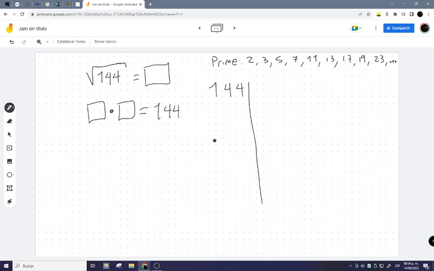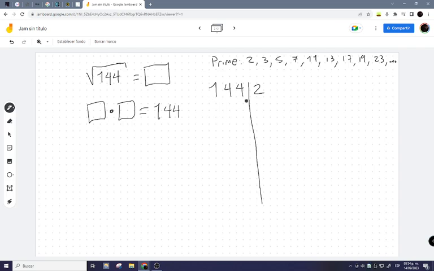So for the prime factorization, what you need is to check with the prime numbers if they can divide the 144 exactly. That means with no remainder. My recommendation is always do it in the order of the prime numbers, but if you do it in another order, it's okay as long as you don't skip any number. So let's start with the 2. Can the 144 be divided by 2? Yes. So we write it here and the result under the 144.